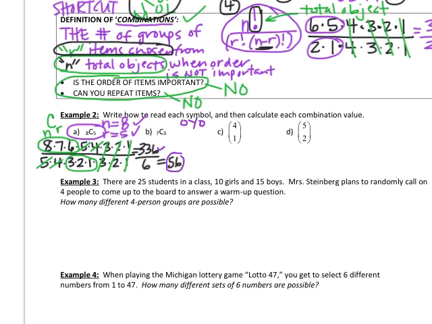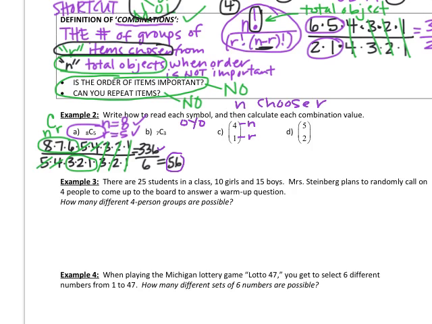And I would like to look at problem C of example 2. So how do we read this? Well, we read it that we have a total number of objects n, and we're choosing one of these objects, so that's going to represent r. So n choose r here is going to be 4 choose 1. N choose r is how we read it, but it's going to be 4 choose 1 specifically for this problem.